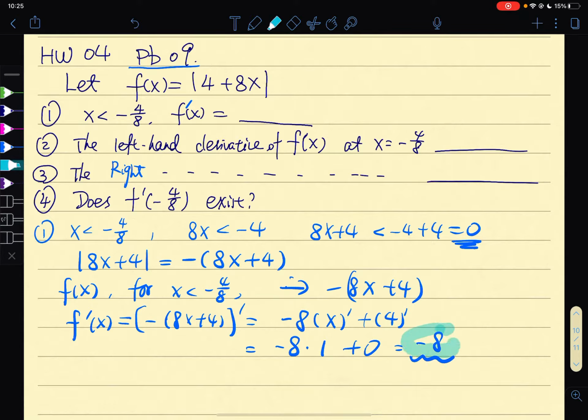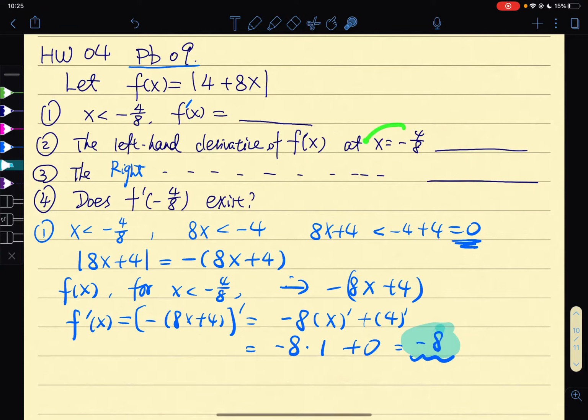So that's the first question, and the rest is slightly more complicated because they are talking about the derivative at a very special point, which is negative 4 over 8. If you observe your original function, you realize if you plug this number in, your input is exactly 0, and you know the absolute value function flips the graph at the point of 0. So if you were to plot the graph at negative 4 over 8, the graph of your function looks like this.